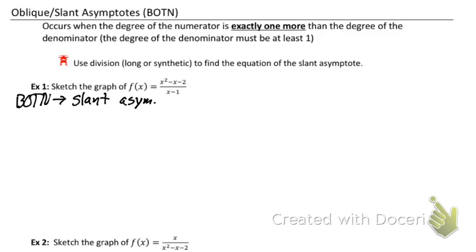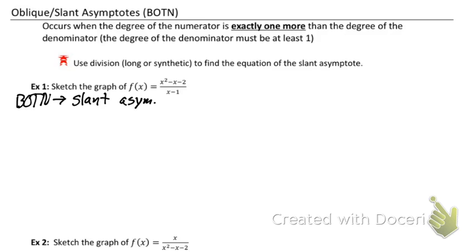And to get a slant asymptote, all you have to do is the actual division. You actually have to do x squared minus x minus 2 and divide that by x minus 1. You can use either long or synthetic division. Either one works here. I'm going to use long division just because we haven't done it for a while.